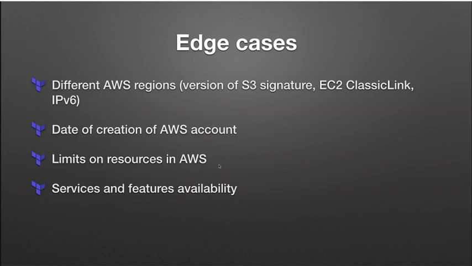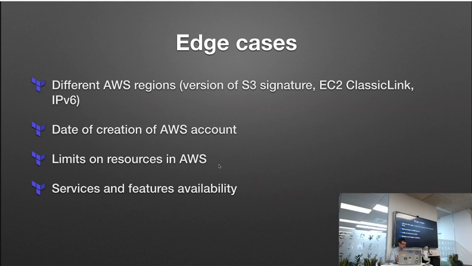Edge cases are related to, as I said previously, testing, different AWS region, different signature, IPv6 support, date of creation of accounts. All of this will differ depending on where Terraform is executed. And also services and features availability is different between regions. So that's why I have put testing on such low priority.